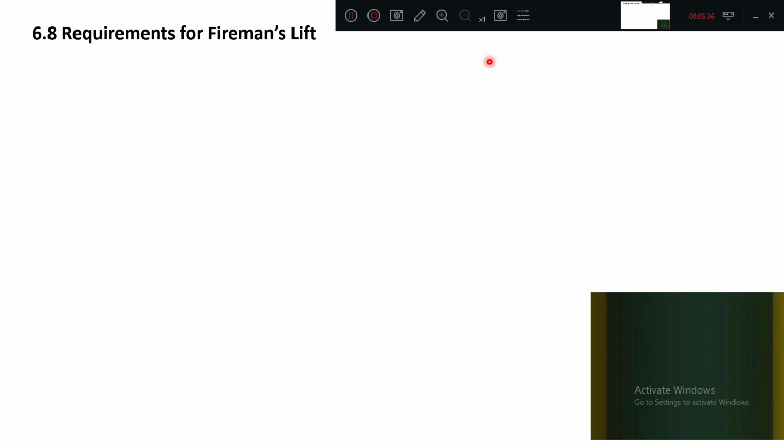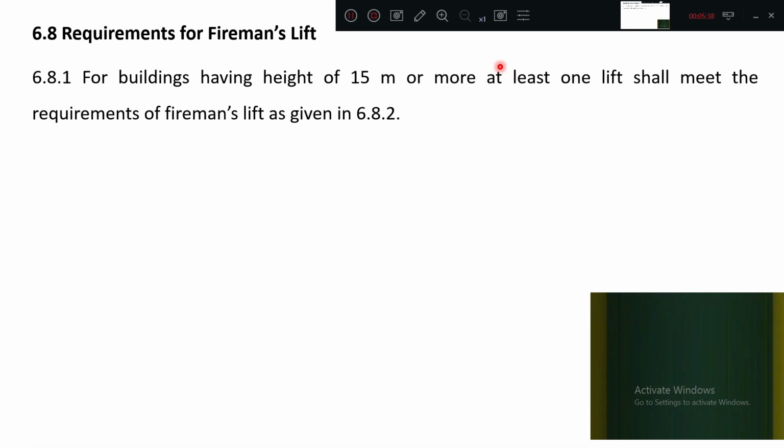Requirements of fireman's lift: in big, advanced countries, there is a separate lift for firemen. For buildings having a height of 15 meters or more, at least one lift shall meet the requirements of a fireman's lift. Means what? It has a separate electrical panel and separate transportation facility. Everything is separate, so fire personnel can go to the top of the building.